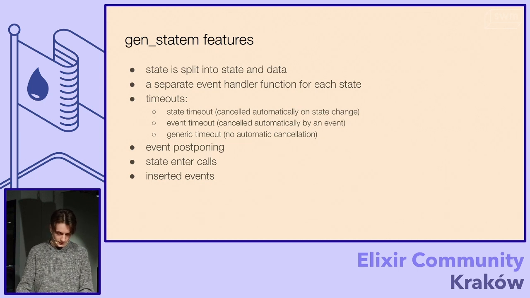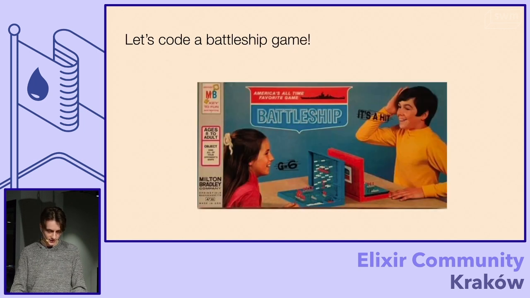And with generic state machine, you can have purely internal events, which means that state machine can emit events to itself. So these are the most important features described briefly. I won't go deep into them because that's what documentation is for. Instead, I'm going to code a sample state machine to showcase its most important features.